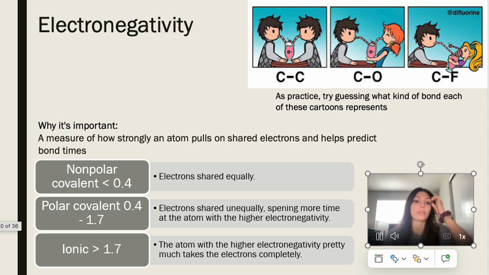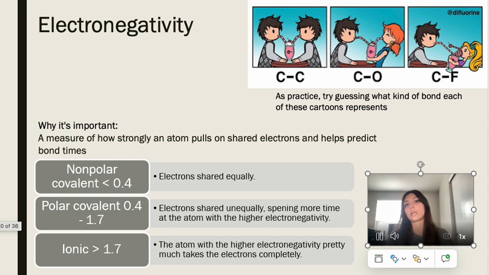And so we want to remember that for nonpolar covalent, our electrons are being shared equally. For polar, our electrons are spending more time near the atom that has a higher electronegativity number. And then for ionic, the stronger atom basically takes and holds on to the electrons from the weaker atom.